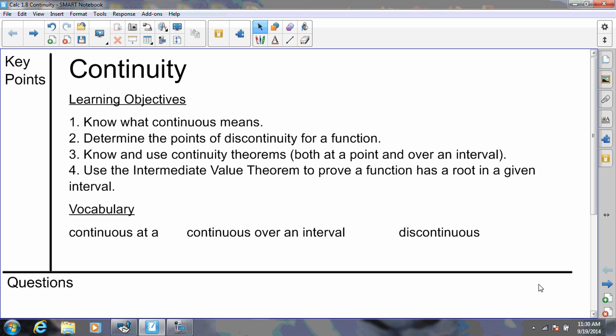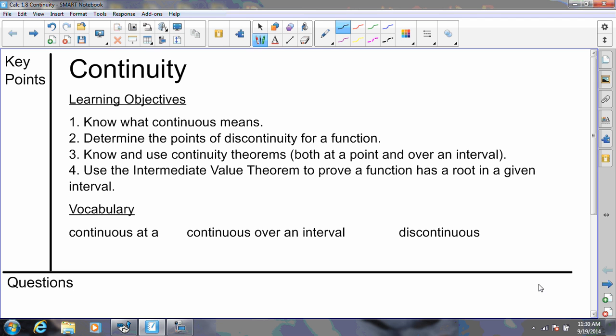In this video, we are going to discuss continuity. Continuity is a fairly straightforward topic. Intuitively, it's pretty easy to grasp what the idea of continuity is, but the nitty-gritty details can sometimes be a bit tricky.